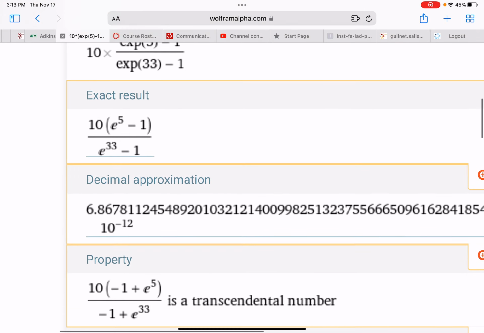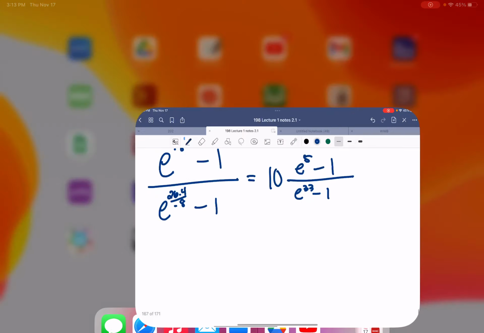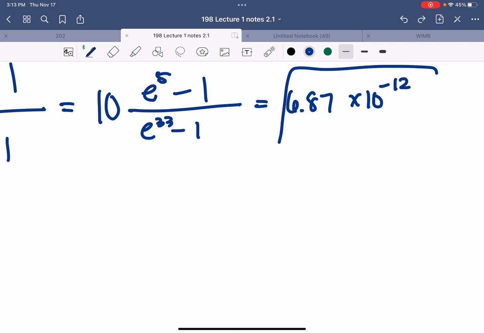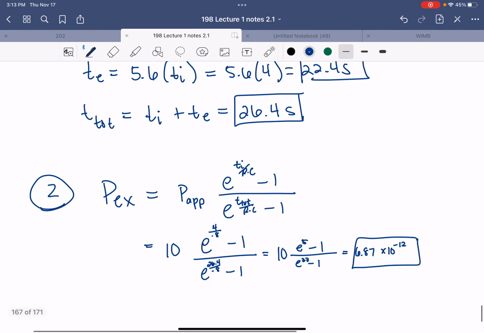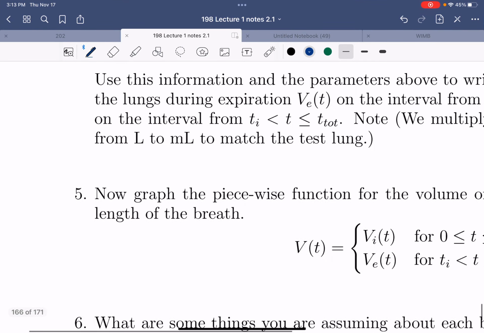Where'd it go? There it is. 6.87 times 10 to the negative 12th. And that's my escaping pressure, my PEX. So that's my answer to part number 2. Now, when we go on to number 3.